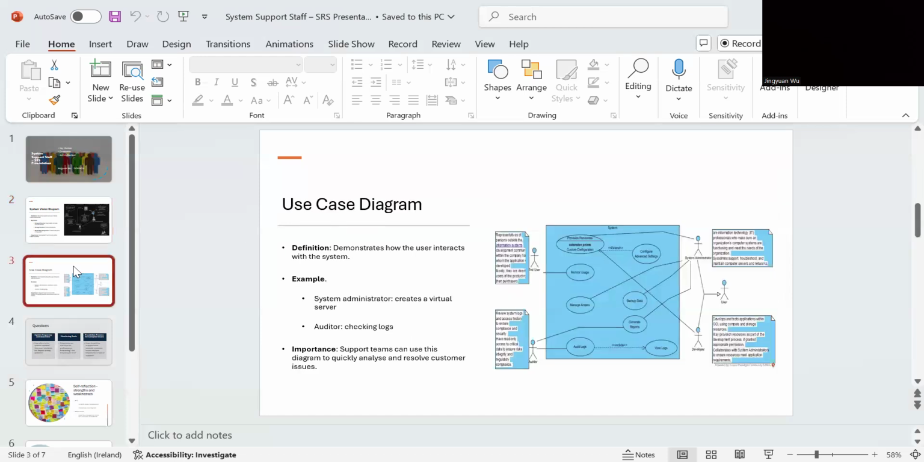And the next is the use case diagram. This model shows how users interact with the system, such as how an administrator creates a virtual server or how an auditor views logs. And it's useful for support teams because if a customer encounters a problem, they can refer to this diagram to quickly identify the problem steps.